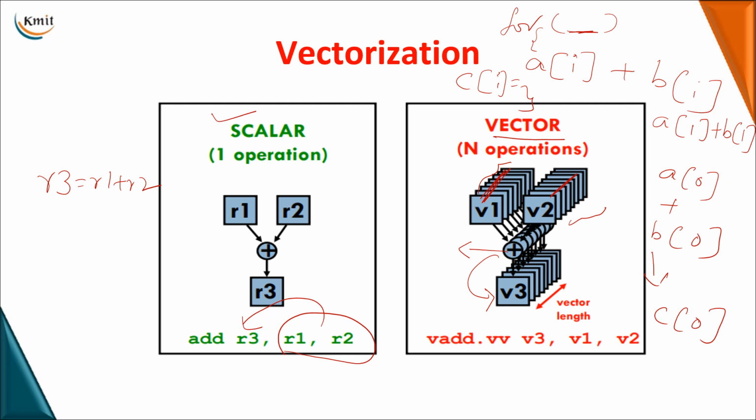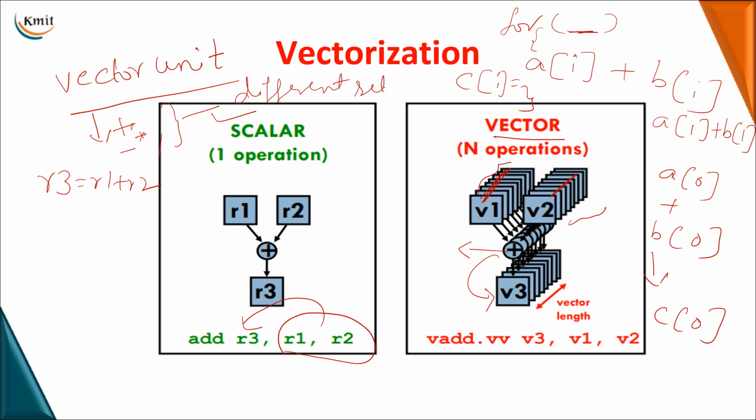For that, we have a hardware model known as a vector unit. A vector unit is capable of performing a single operation, whether plus, minus, multiplication or division, but on a different set of values. So if I want to perform A[i] - B[i], instead of going for a scalar operation, I'll go for a vector operation.